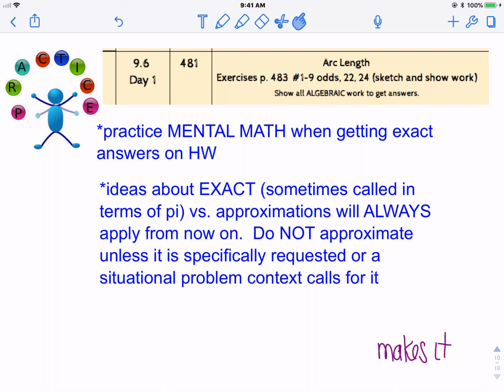So your arc length assignment for 9-6 day 1 is 1 to 9 odds. And then 22 and 24, make sure all algebraic work is shown. Please keep in mind that we're encouraging you to practice mental math to be prepared for the way you'd be assessed on some of these, or some of the types of things we also would expect you to be working on. And then keep in mind that from now on, we would be expecting that you'd be putting things in exact form without being told. The only time you would approximate is if it's mentioned or if it's for the situational context of the problem.